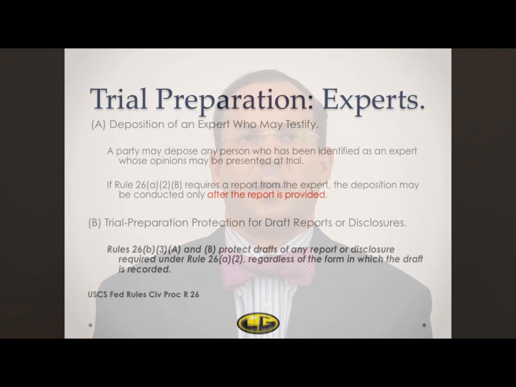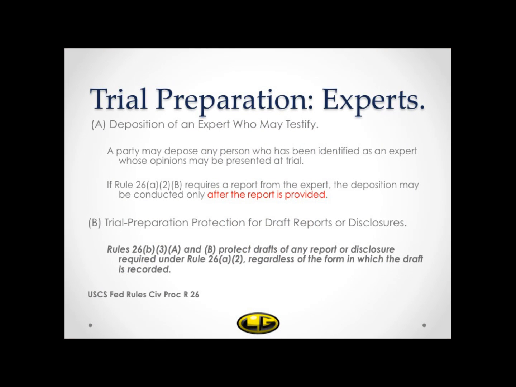in the case. As we look further into the rules, there are additional rules pertaining to experts. Specifically, the deposition of an expert who will testify at trial. A party may depose any person who has been identified as an expert whose opinions may be presented at trial. Pursuant to Federal Rule of Civil Procedure Rule 26(a)(2)(B) requires a report from that expert, and the deposition of said expert may be conducted only after the report is provided.